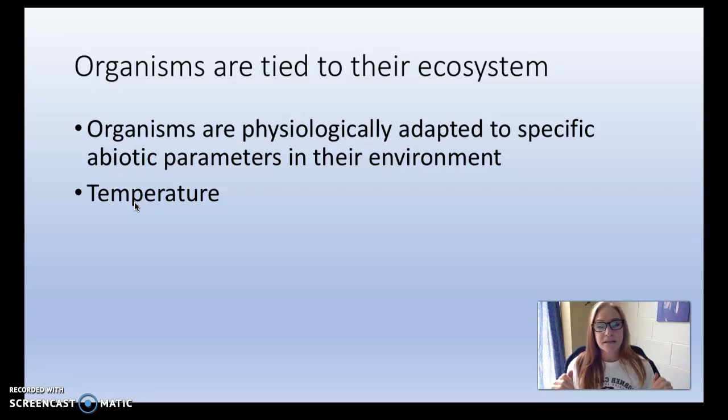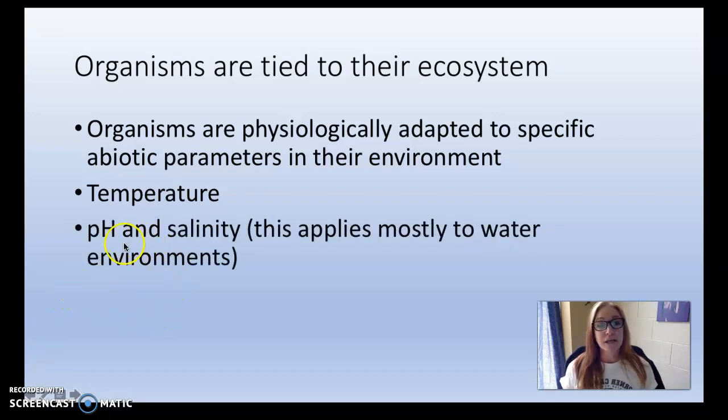And if the temperature of an ecosystem starts to change long term, if the climate begins to change, either to get colder or get warmer, some organisms may not be able to tolerate that, and they might actually go extinct, or they will start to migrate to find a new ecosystem, or they will need to adapt genetically. And we're going to talk about that in evolution.